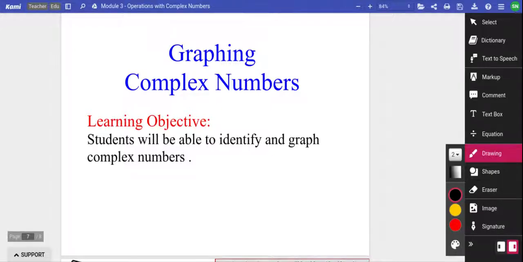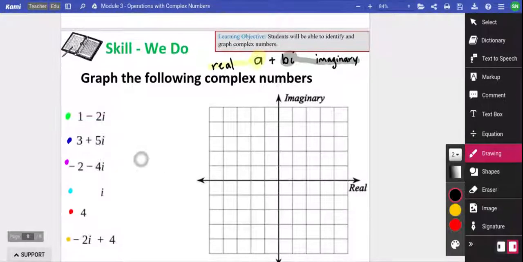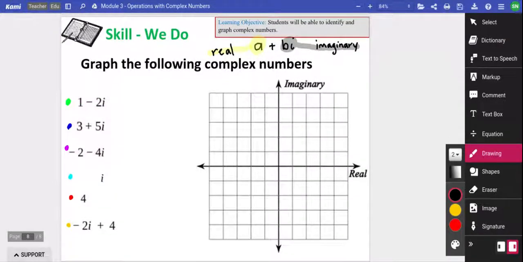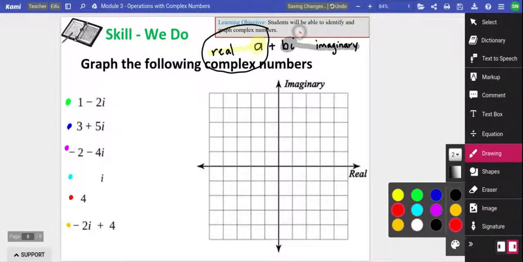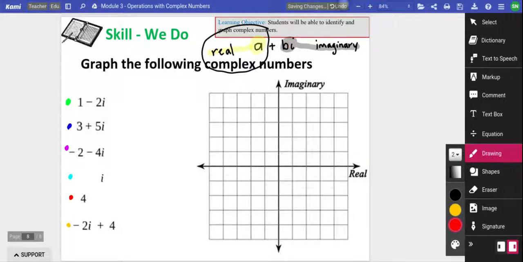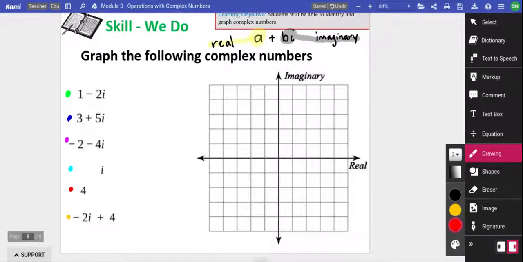Hello. In this video, we will be graphing complex numbers. Complex numbers are made out of two parts. They are made up of the real part, which is just a number by itself, and the imaginary part, which includes an i. So as soon as you see the i, that is the imaginary part. I will be graphing this, and everything's going to be color-coded.